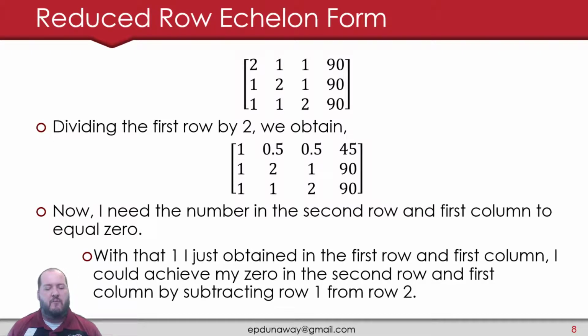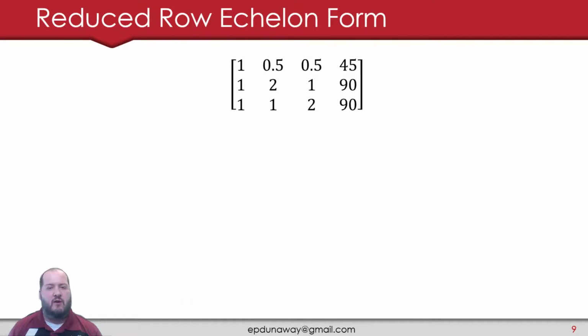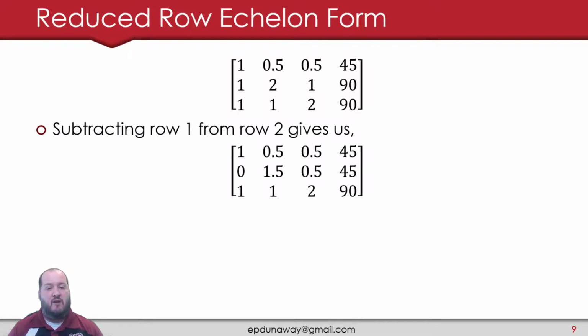So anyways, what I'm going to do is I'm going to take row 2 and I'm going to subtract row 1 from it. So that's going to give me a new row 2. So the first element, 1 minus 1, 0. 2 minus 0.5, so row 2 minus row 1. 2 minus 0.5, 1.5. 1 minus 0.5, 0.5. And then 90 minus 45, 45. But that gets me the desired result. The value in column 1 of row 2 is equal to 0 now, and that's what I need for reduced row echelon form. Let's do the same thing for row 3.